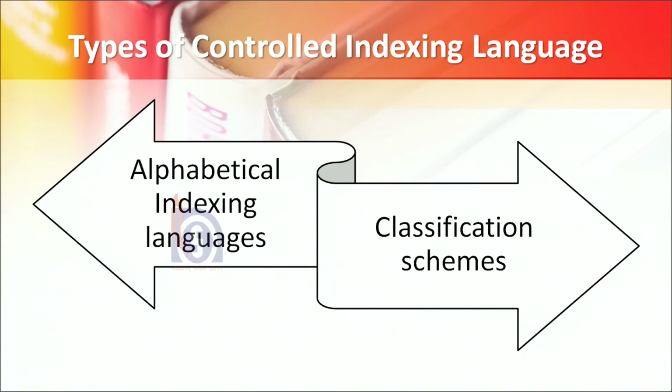Now we will discuss the types of controlled indexing languages. Basically we have two types of controlled indexing languages. One is the alphabetical indexing language, and the second one is the classification scheme. Control is exercised over which terms are used, but otherwise the terms are ordinary words.